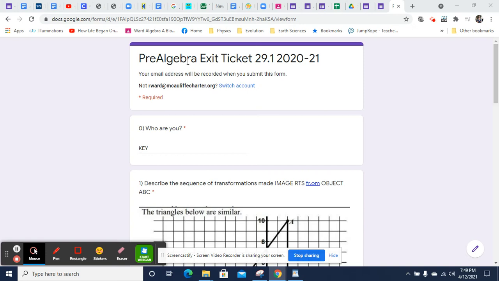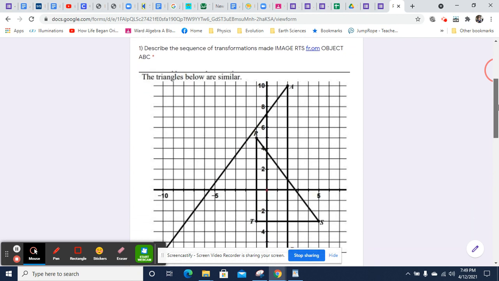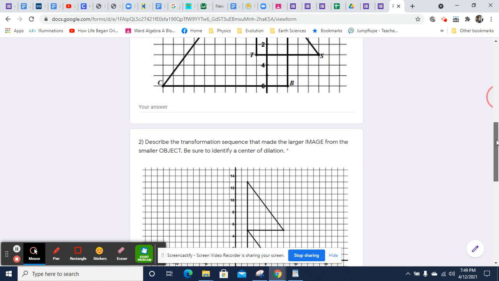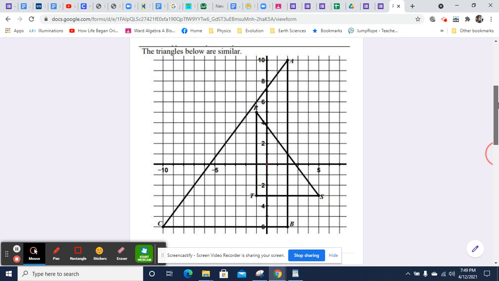This is your pre-algebra exit ticket 29.1 video key. So here we have these two triangles, and we're considering the sequence of transformations that went from RTS to object ABC. And then we're also going to look at the transformation sequence that made the larger image from the smaller object. So let's start with this one.